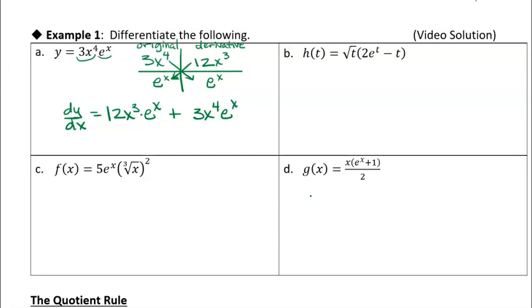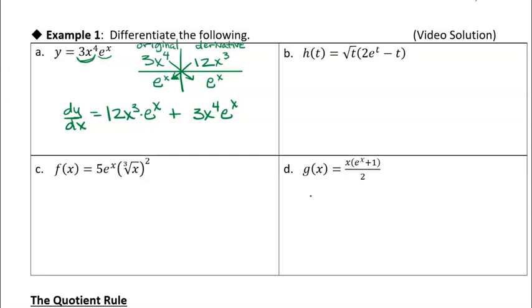So that might be a good way for you to organize your work when you're first learning this. But to be honest, in the long run, it's good to be able to write it directly. The way that I think about it, I take the derivative of the first, which is 3x to the fourth, write that down, times the second as it is, plus the first as it is, times the derivative of the second. Okay, so there you go.